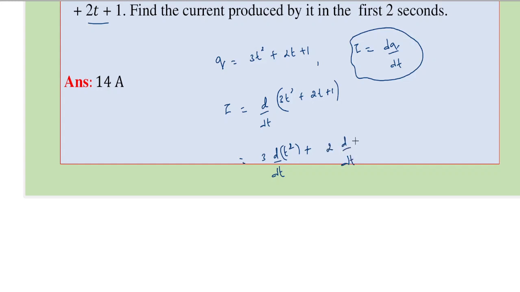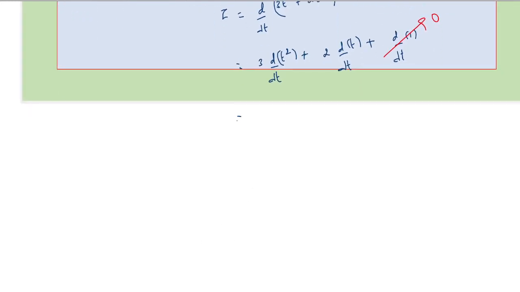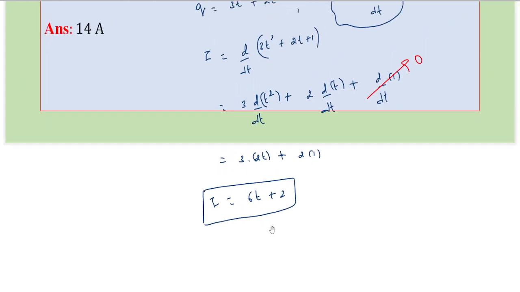It will be d by dt of t plus d by dt of 1, which is a constant, and differentiating a constant would mean it is equal to 0. That is equal to 3 into 2t plus 2 into 1. So it becomes 6t plus 2. Now if you observe carefully here, even the current itself is a function of time. It is not a constant current. It is a current which depends on time.